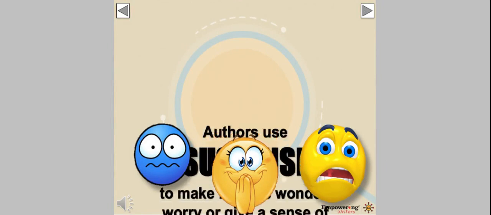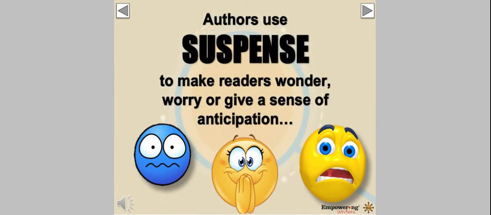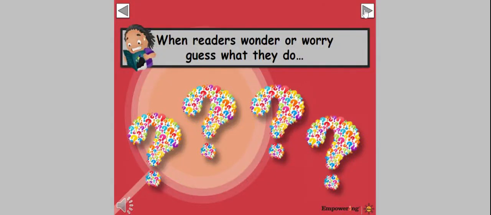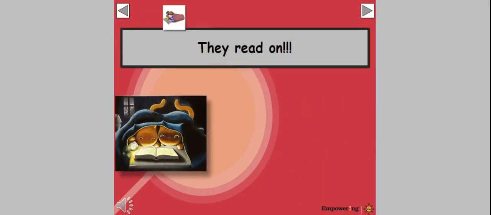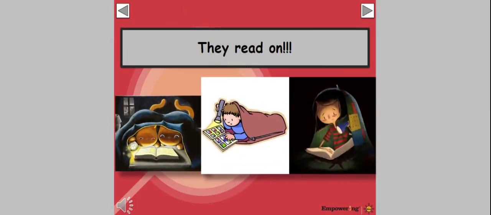Well, it's because authors use suspense to make the reader wonder, worry, or just give you a hint, a sense of anticipation that something exciting is about to happen. And when a reader wonders or worries or gets that sense of anticipation, guess what they do? Yeah, they read on and on and on. That's a book that you can't put down.